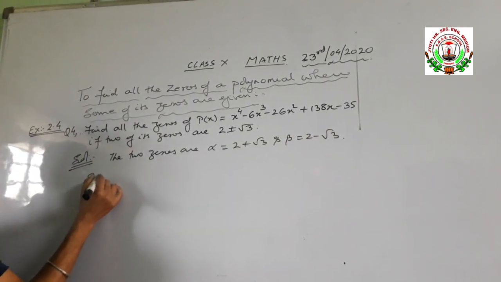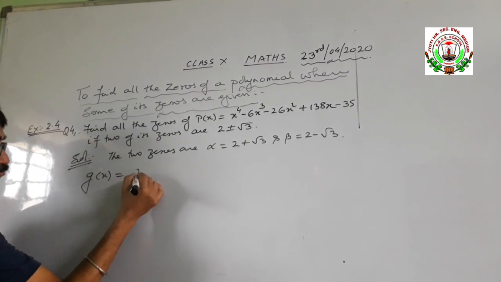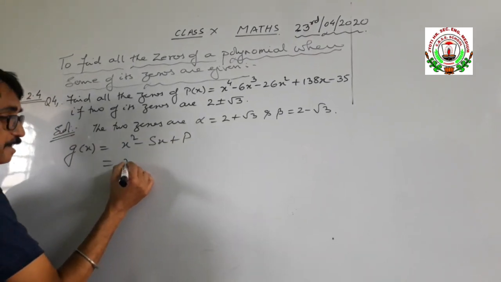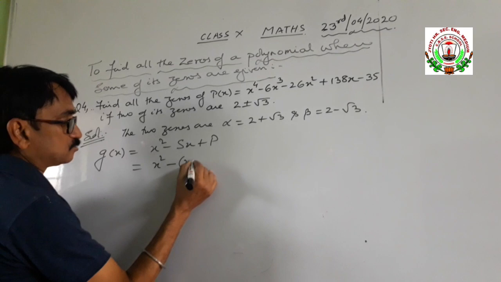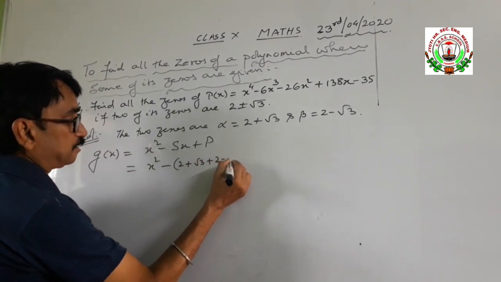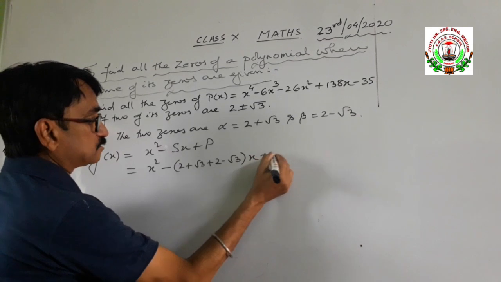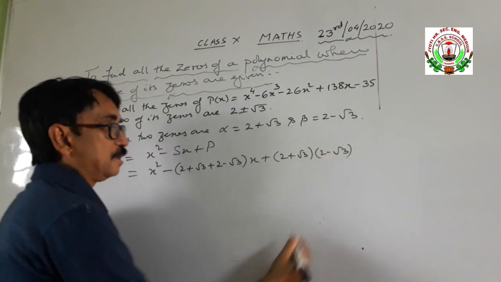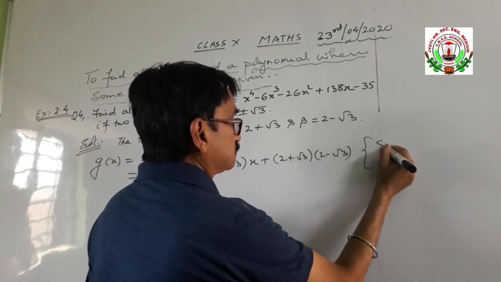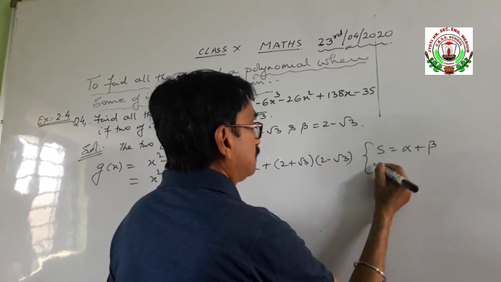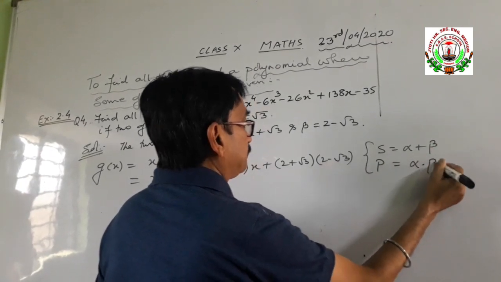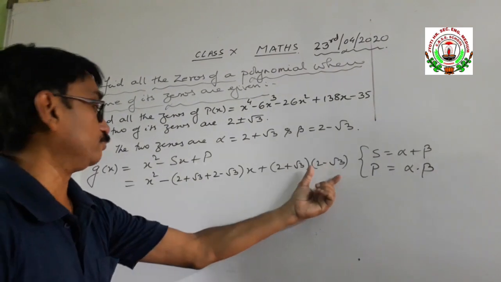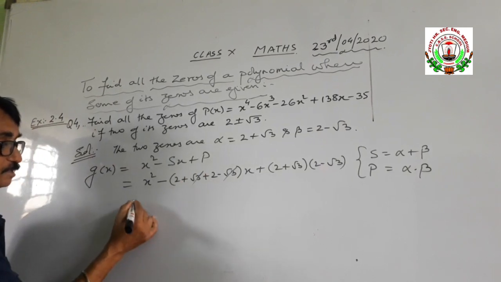So we have to get the divisor by using the formula x square minus sx plus p, x square minus s, 2 plus root 3 plus 2 minus root 3, into x plus 2 plus root 3 into 2 minus root 3. As we know that the sum is given by alpha plus beta and the product is given by alpha into beta. So alpha plus beta, alpha into beta. So minus root 3 plus root 3 cancels.